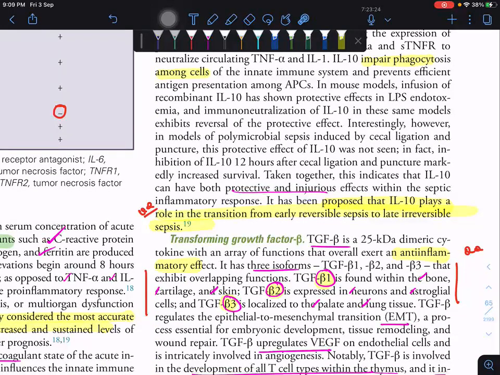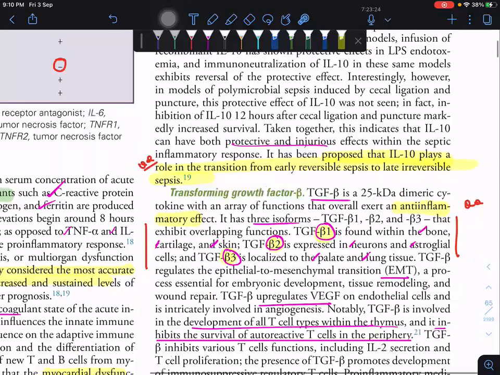The main MCQ on IL-10 is that IL-10 plays a role in the transition from early reversible sepsis to late irreversible sepsis. Which cytokine plays an important role in the transition from early reversible sepsis to late irreversible sepsis? It is IL-10. Just remember this term at least.